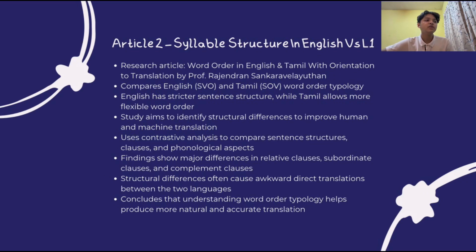In terms of methodology, the researcher used contrastive analysis and typological theories to examine sentence structures, grammatical patterns, and some phonological aspects of both languages. The findings show that the differences between English and Tamil affect not only sentence order but also the entire grammatical system. These differences often create challenges in translation and may result in awkward or unnatural translations if translators directly transfer structures from one language to another.